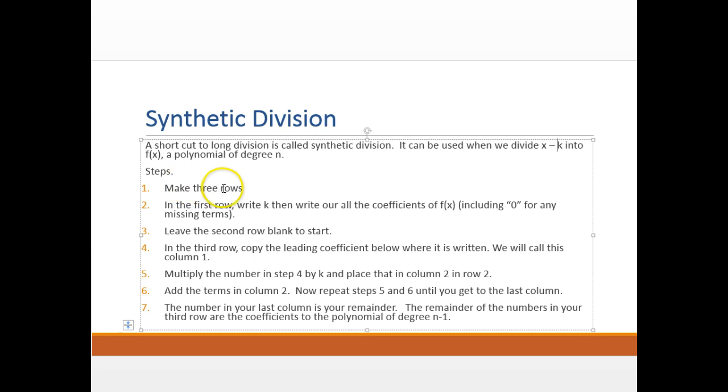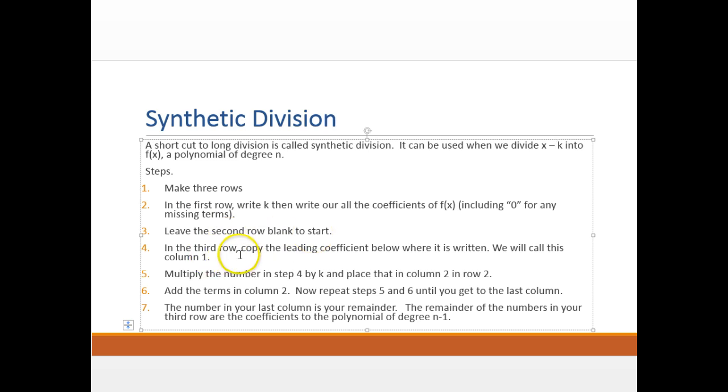What we're going to do with synthetic division is we're going to sit there and make 3 rows. In the first row, we're going to write the k. Okay? Notice this is x minus k. We do the opposite of this. We write the k. Then we'll write all the coefficients of f of x, those numbers out front. We're going to include zeros for any missing terms. We're going to leave the second row blank to start off with.